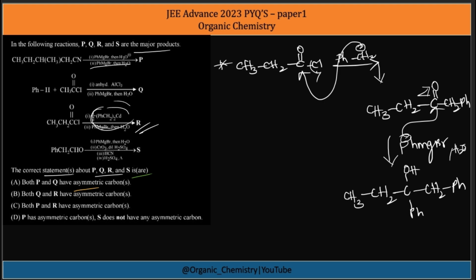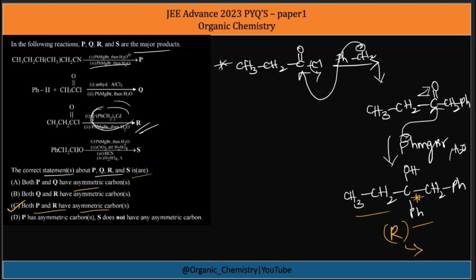So here you can see this carbon, let me highlight here. This carbon is an asymmetric carbon, which is a chiral carbon, right? It contains four different groups: here this is ethyl, OH, Ph, and this is the benzyl group CH2Ph. So this compound R also has an asymmetric carbon. So you can say both P and R have asymmetric carbons. This option is true, and we need to check option D also.